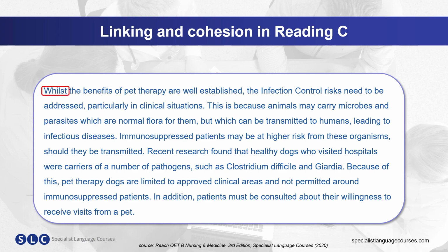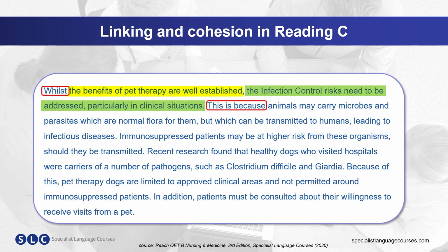Whilst is used to make a contrast between what is established, the benefits of pet therapy, and what needs to be addressed, the infection control risks. This is because refers to the reason why infection control risks need to be addressed. Which refers to microbes and parasites, but which also refers to microbes and parasites and expresses contrast, that they can be transmitted to humans.